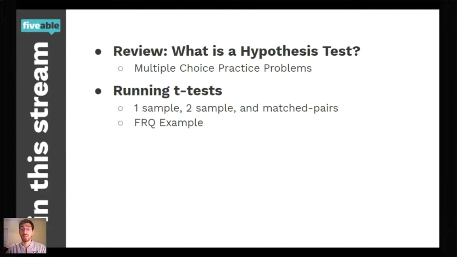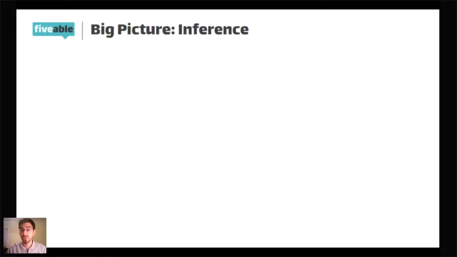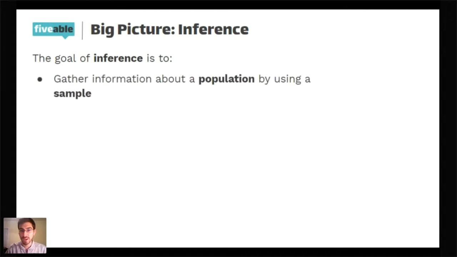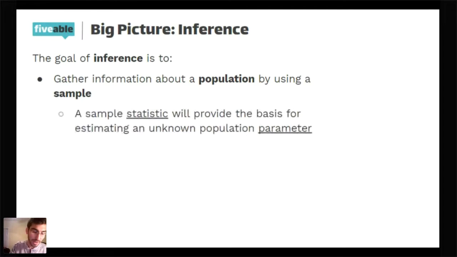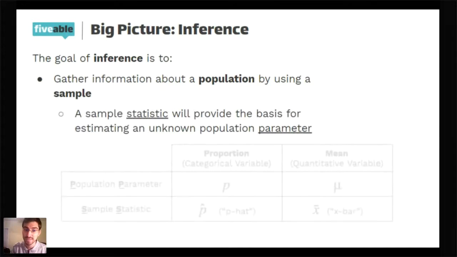So before we hop into that quick review, just really big picture, the part of AP Stats that this is called inferential statistics. And the whole goal of inferential statistics is to gather information about a population using a sample. And the statistic you get from the sample will be the basis for the population parameter, the thing we don't know.